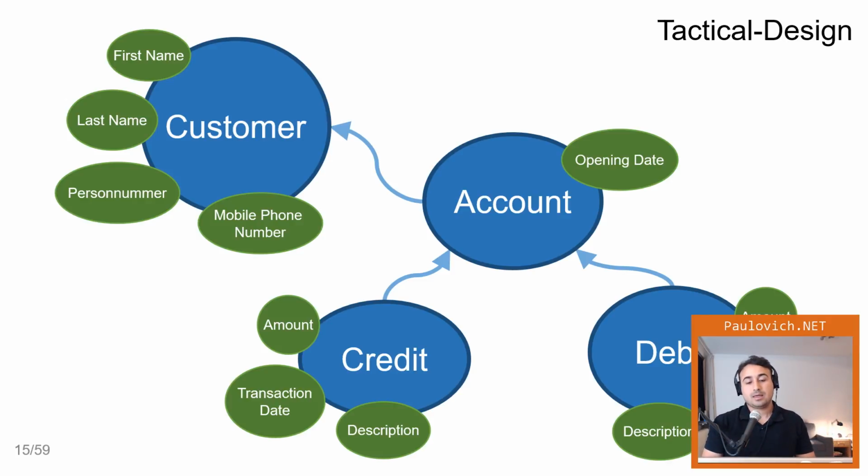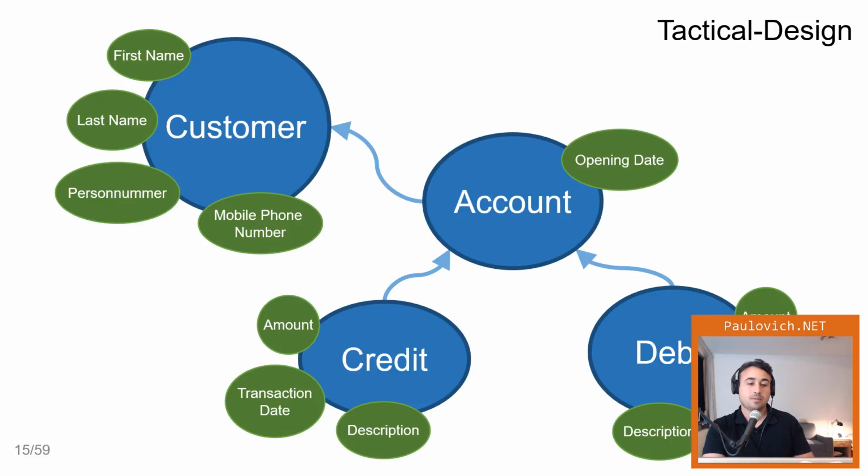Visually, this is another representation of the same domain. The account, the credits and debits, and the customer in blue. These are entities, and the entities are described by the value objects. So the customer has a first name, last name, person number, and mobile phone number, describing the entity.